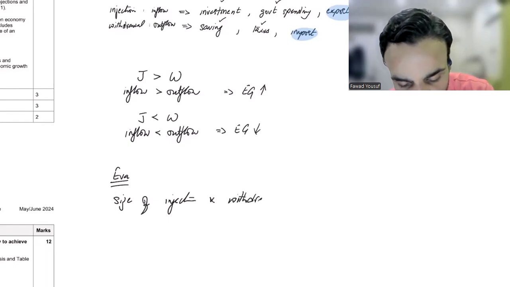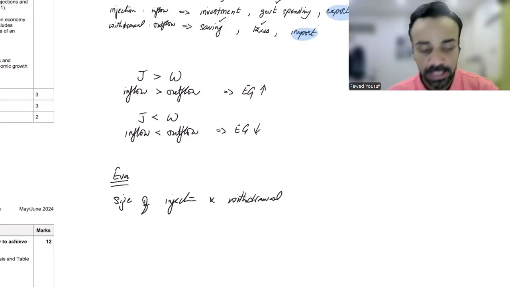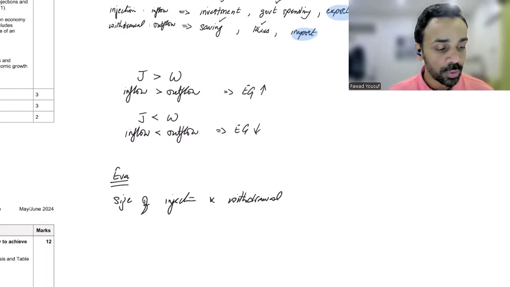I think ours was still easier. The one that came in November was a much nicer question, much more complicated, which I deal with in my second lecture. But in evaluation you can simply talk about the size of the injections and withdrawals, and that's how they will have an impact. The greater the size of injection in comparison to the withdrawal, the greater the impact it's going to bring to the national income. So this was our discussion in this.